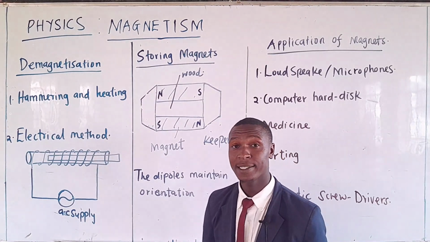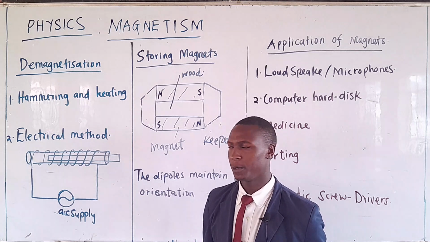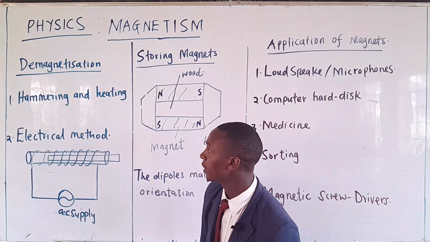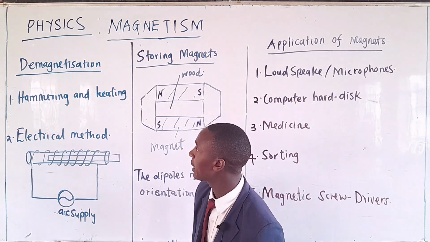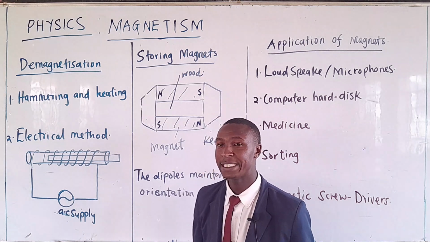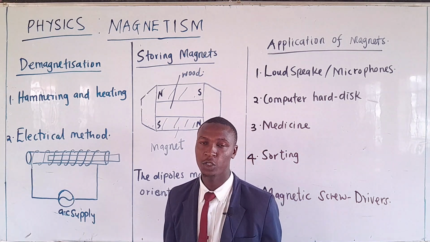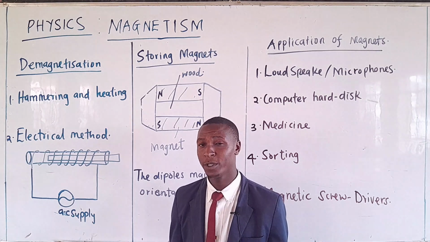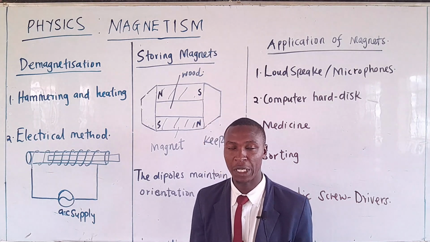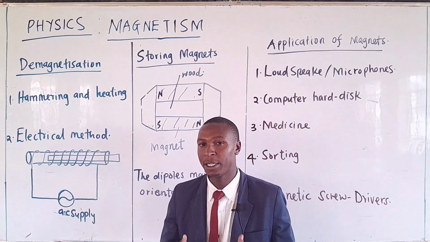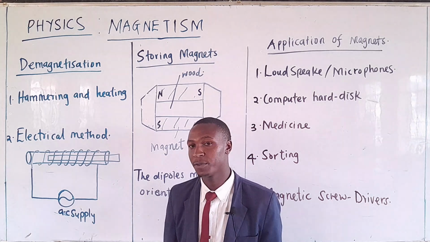So we can now look at how to demagnetize magnets. Just like magnetization, we can also demagnetize magnets. The first way to do that is hammering and heating. It turns out that if you hit a magnet, you're going to distort the orientation of the dipoles, and therefore, the moment you distort the orientation, the material has become demagnetized.